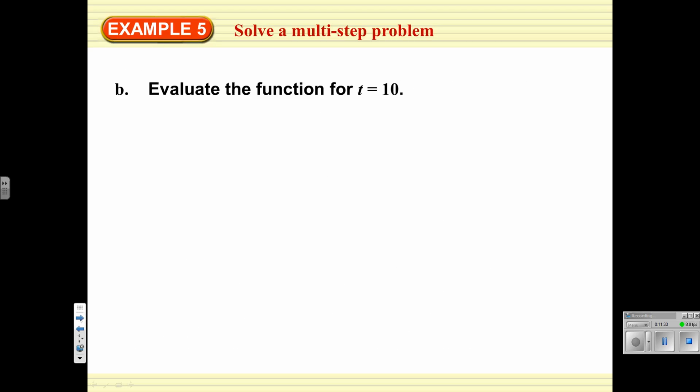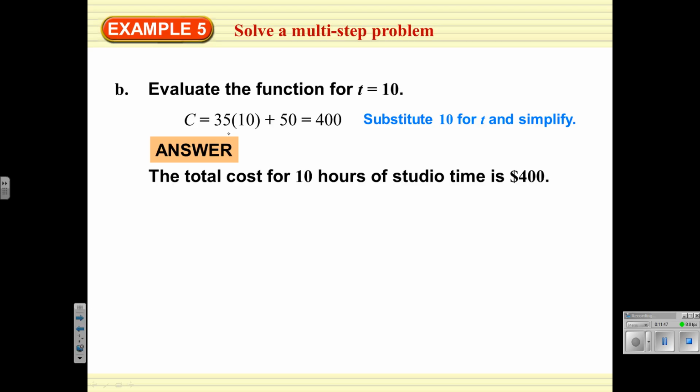Now for part B, how much is it going to cost for 10 hours of studio time? So just simply substitute that in. For 10 hours at $35 an hour, you're going to be paying $350 plus the $50 studio fee, so the cost would be $400. $350 for the hourly cost plus the $50 initial fee, $400. All right, you can stop there and do your guided practice.